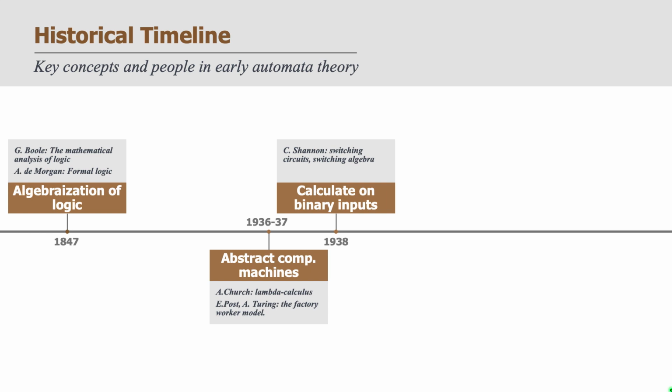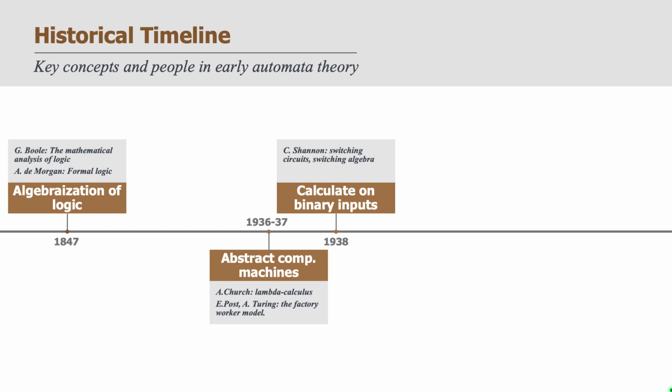And working on this, Post and Turing came up with the so-called factory worker model, where the idea is that you would have an input tape feeding input to some sort of an elementary operational unit that only has a finite memory and can only read and change the current input cell.